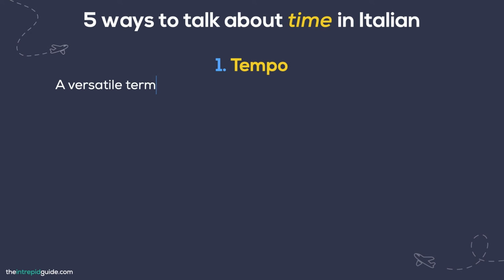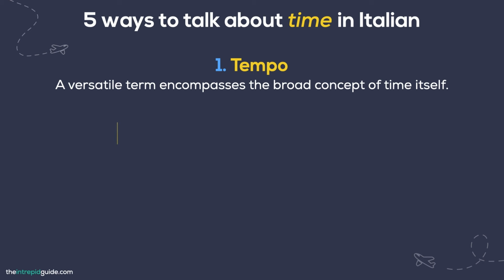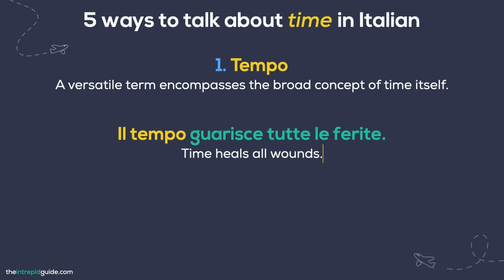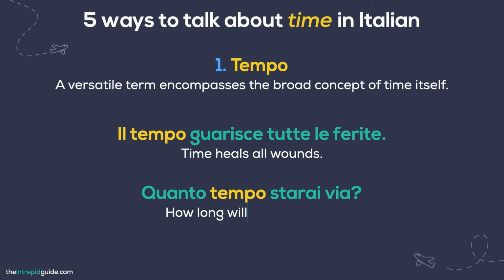The first term we have is tempo. Tempo. Now this versatile term encompasses the broad concept of time itself, such as in the phrase Il tempo guarisce tutte le ferite. Time heals all wounds. Moreover, it also denotes duration. For example, Quanto tempo starai via? How long will you be away? It also extends its use to describing weather conditions, but we'll save that one for a future lesson.